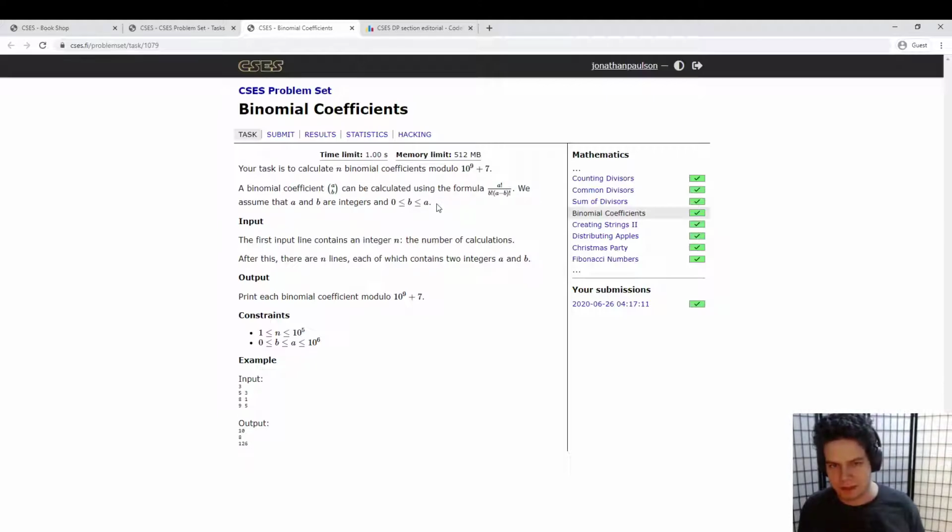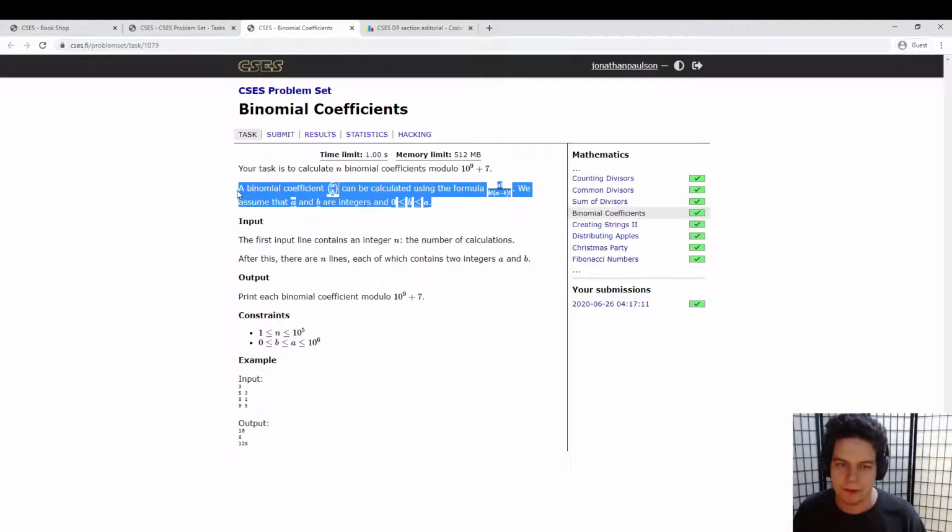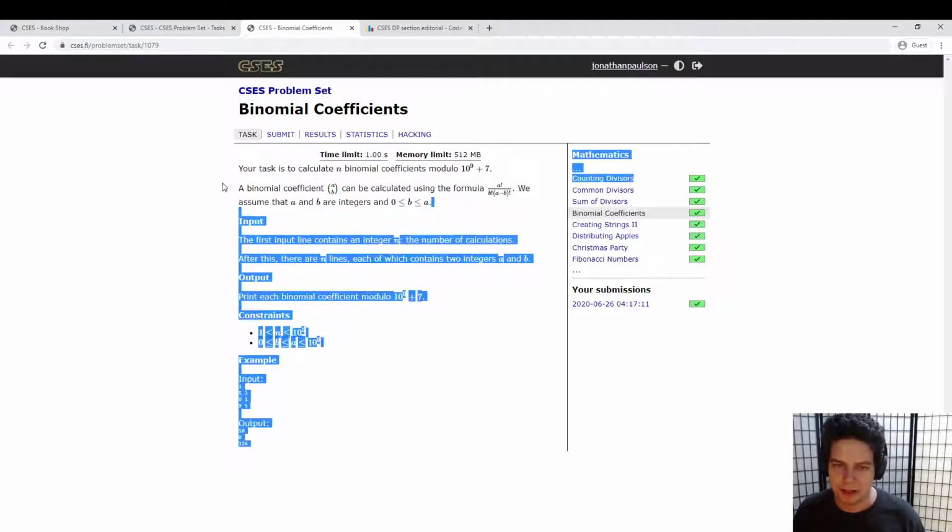In case you don't know, binomial coefficients are a really important concept in combinatorics, or counting. It's the number of ways to choose B things out of A things. For example, 4 choose 2 is 6, because the number of ways to choose two numbers out of 1, 2, 3, 4 is 1,2; 1,3; 1,4; 2,3; 2,4; and 3,4. That's 6 ways. So anyway, very important thing to know how to do.